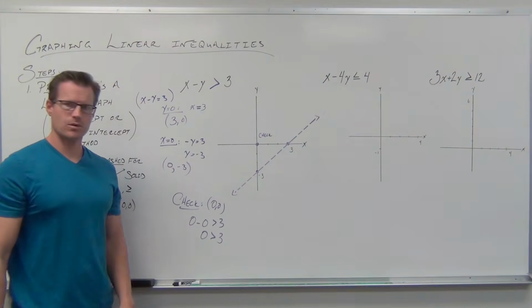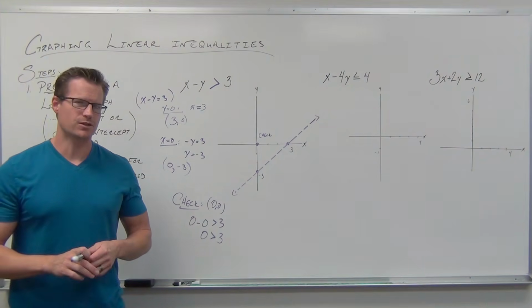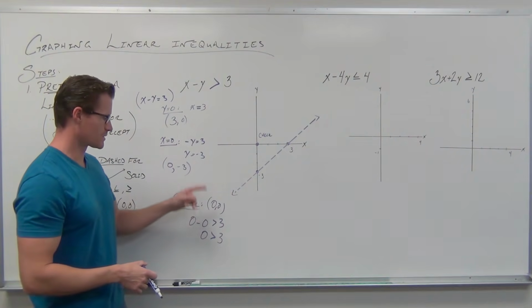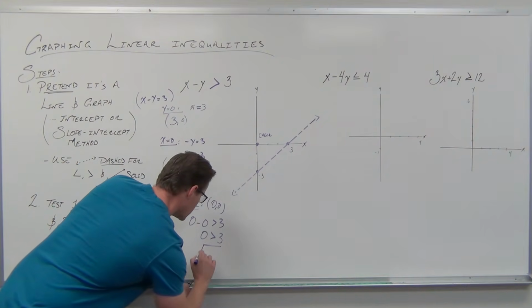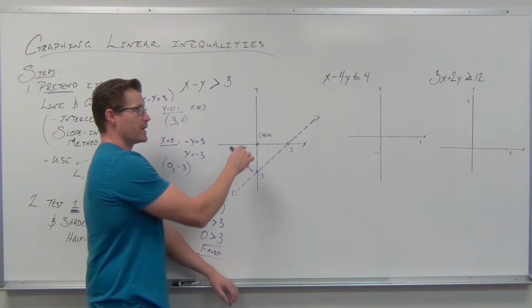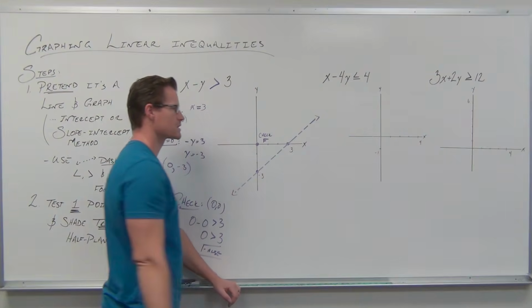And it says 0 is greater than 3. Now, it's up to you. You've got to determine whether that's a true statement or a false statement. So if I plug in 0, 0, it says 0 is more than 3. Man, that's false. I know that that's false. Completely untrue. So in my check, the point that I checked was a false statement.